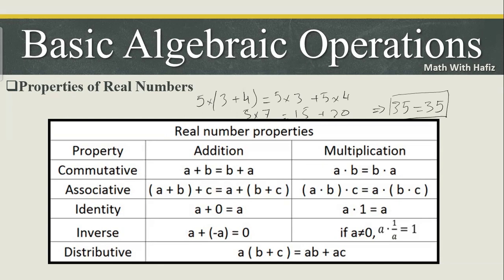Actually, you will be using the distributive property in the upcoming lesson when you learn how to simplify expressions. This is called the distributive property: instead of finding the sum first of the things inside the brackets, first you multiply them separately, then you add their products.